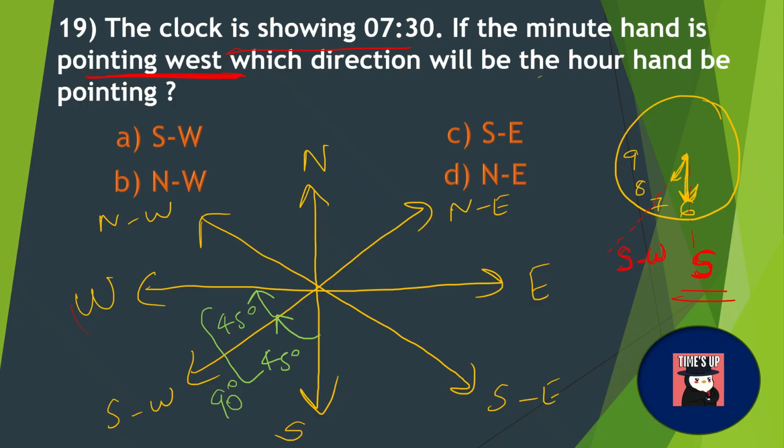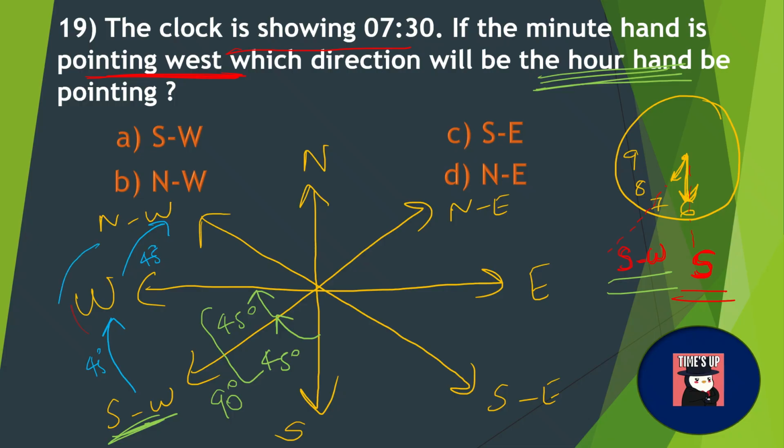Now they have asked to find out about the hour hand. The hour hand was initially facing southwest. Correct? Same way you need to do for the hour hand. From southwest, I need to move 90 degrees in clockwise direction, because the minute hand we moved 90 degrees in clockwise direction to reach west. Same thing we will do for the hour hand. Southwest to west I will go, that makes 45 degrees.